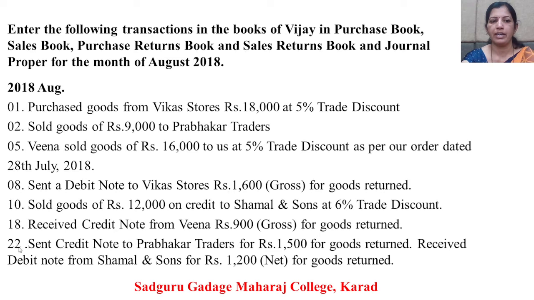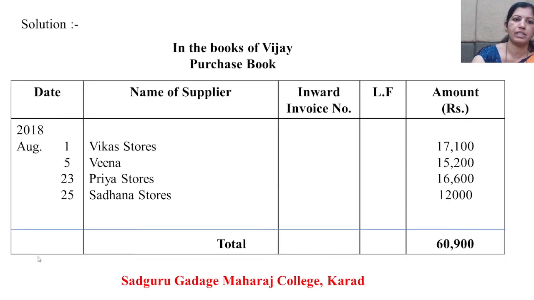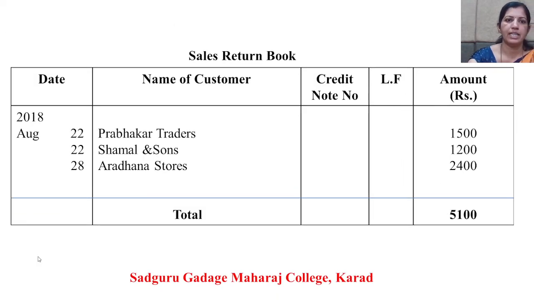The transaction dated 22 is recorded in the sales return book. See in the sales return book, date 22, Prabhakar Traders, 1,500. With Prabhakar Traders there is no discount. Direct 1,500. Then date 22, Shamlal and Sons. Net value is given. If the net value is given, then record it directly, 1,200. Sales return, name Prabhakar Traders 1,500 amount. Then Shamlal and Sons 1,200.